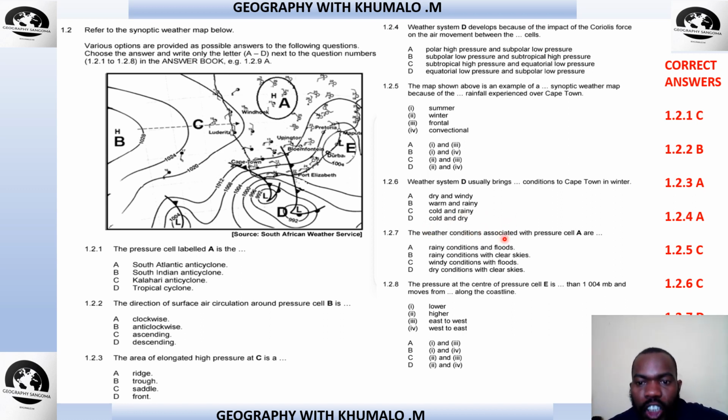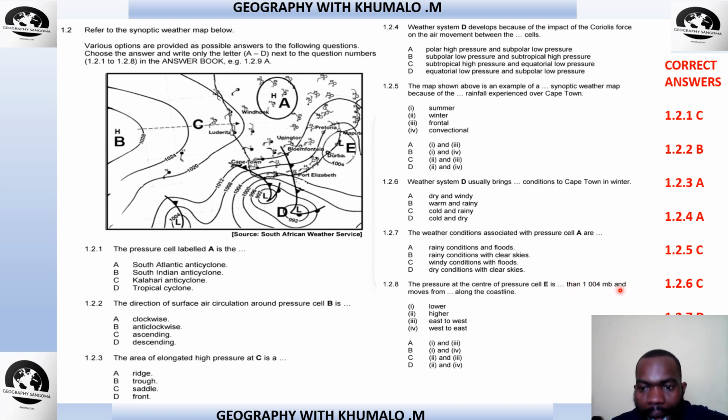1.2.7, the weather conditions associated with pressure cell A. There, pressure cell A, we said it's a Kalahari pressure cell. So the weather conditions there, it's D. It's dry conditions with clear skies. That's the characteristics of high pressure systems.